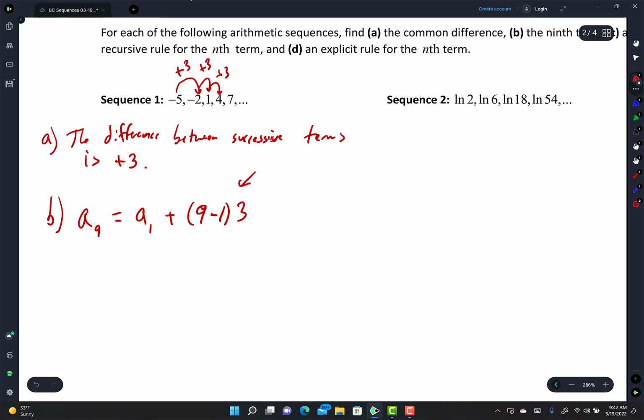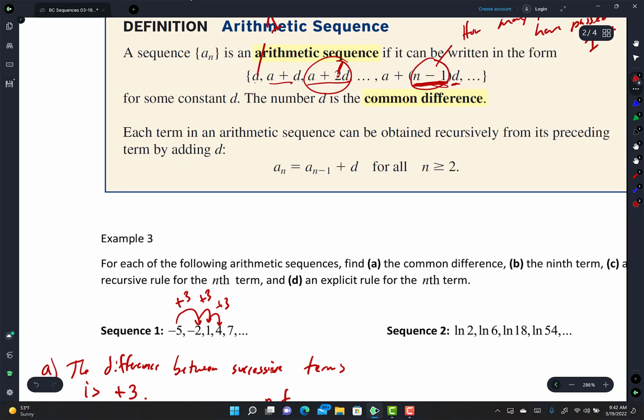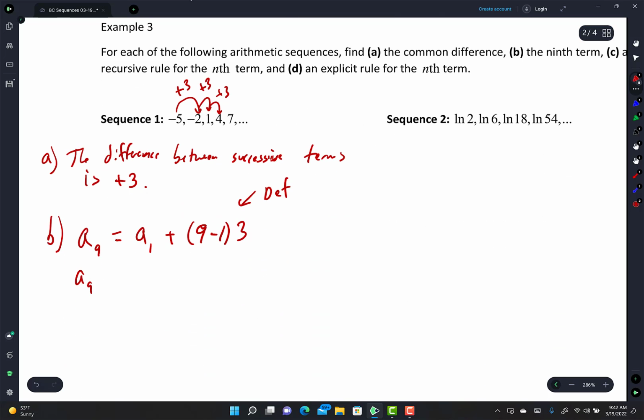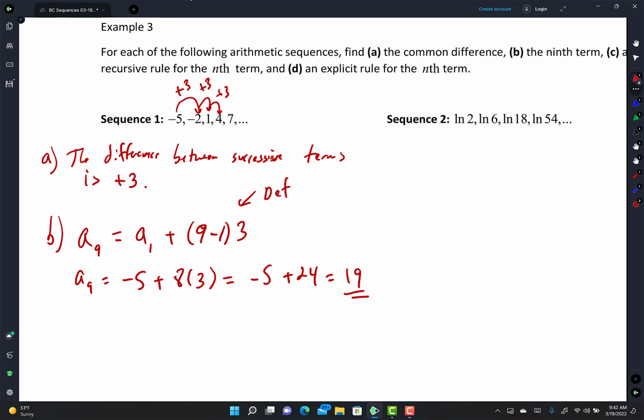I'm just using the definition, but let's not be robots. I'm just using their definition, by the way. Yeah, perfect. So you guys are already pretty much pros. -5 plus, I did 8 more terms. So 8 times 3. So -5 plus 8 times 3 is 24. 8, 16, 20, right? Oh, yeah, 24. So -5 plus 24 is 19. There it is. My ninth term is 19.